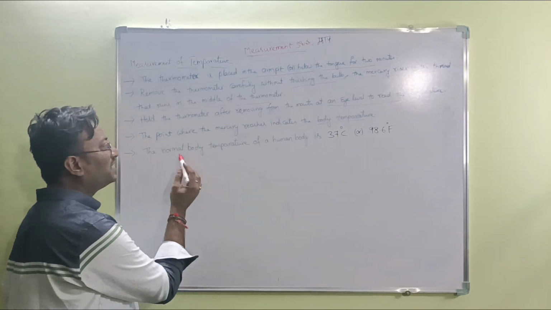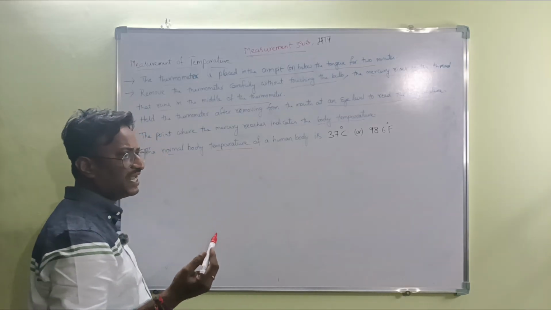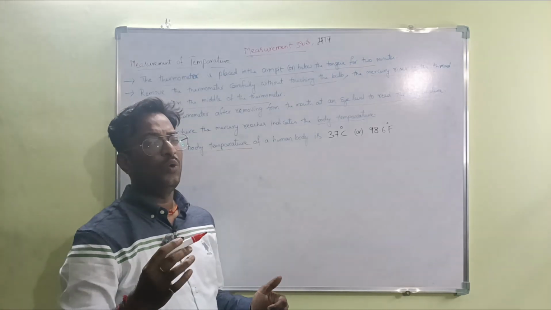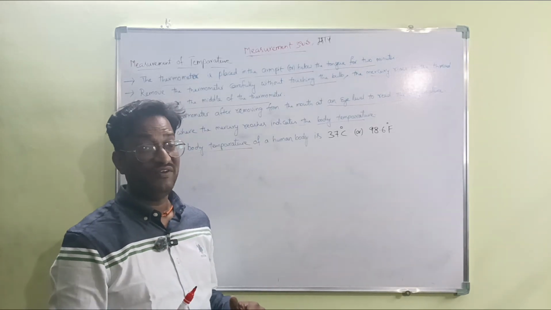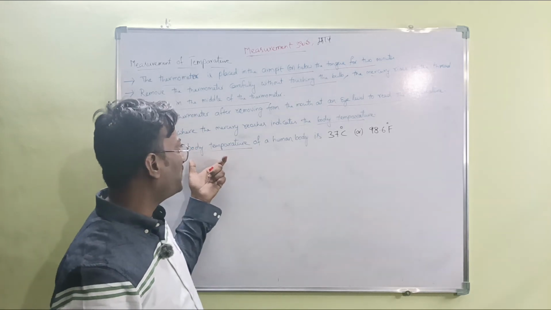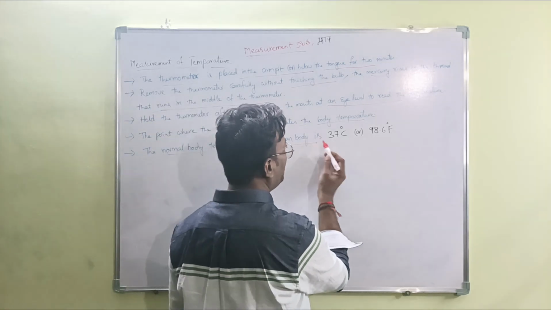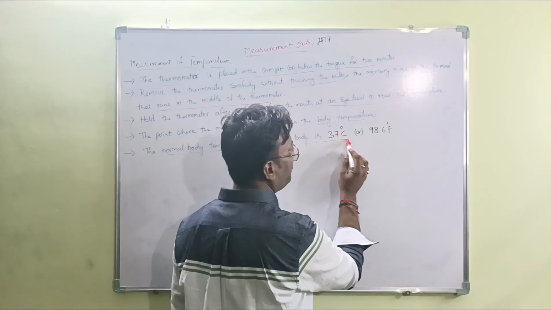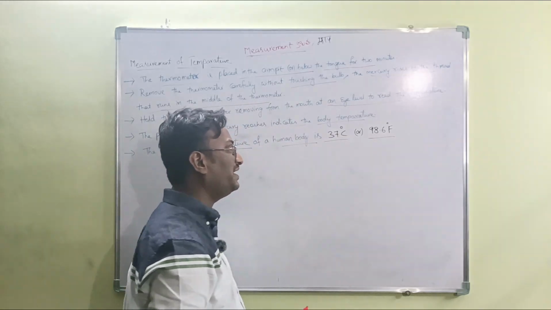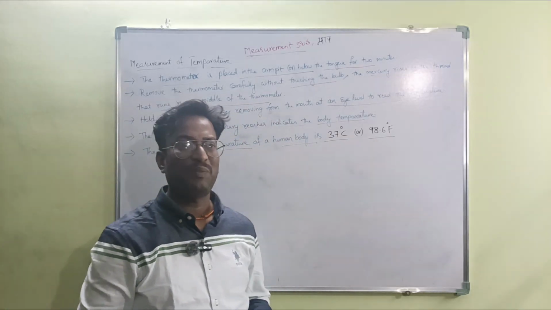In general, a normal human body, a person who doesn't have a cold or fever, will be around 37 degrees centigrade, and in Fahrenheit it will be 98.6 degrees Fahrenheit.